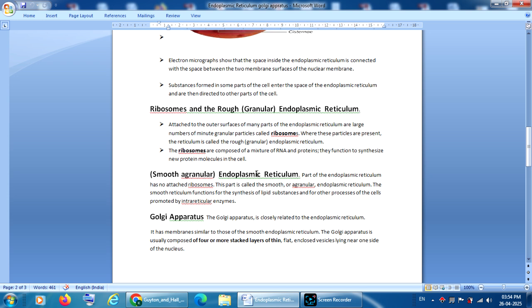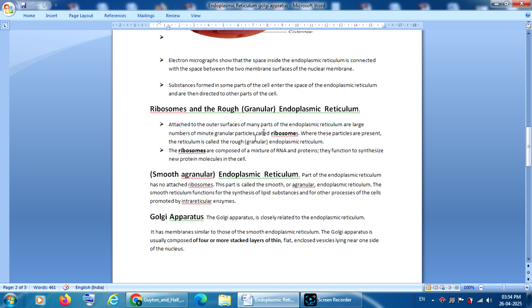Here the ribosomes are composed of a mixture of RNA and proteins. They function to synthesize new protein molecules in the cell. So what are the functions of these ribosomes? They contain a mixture of RNA and proteins, and they function to synthesize new protein molecules in the cell.